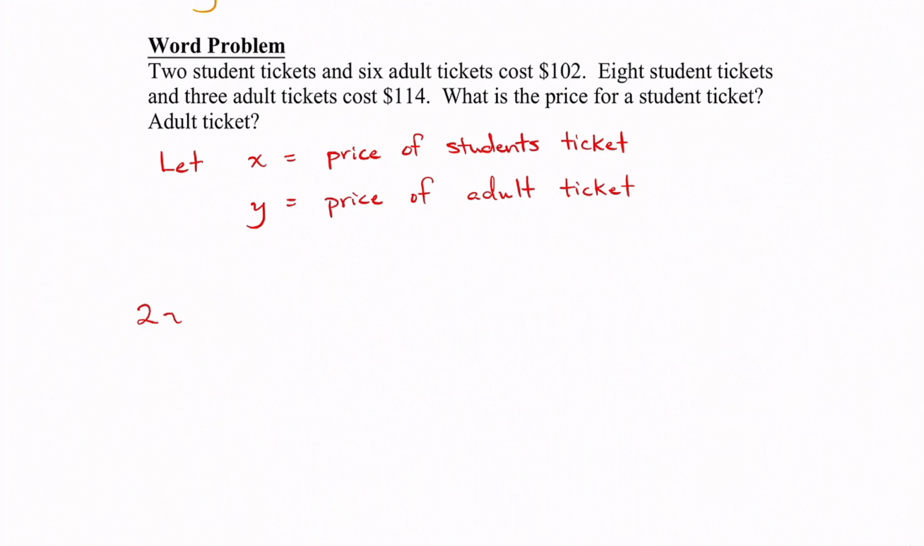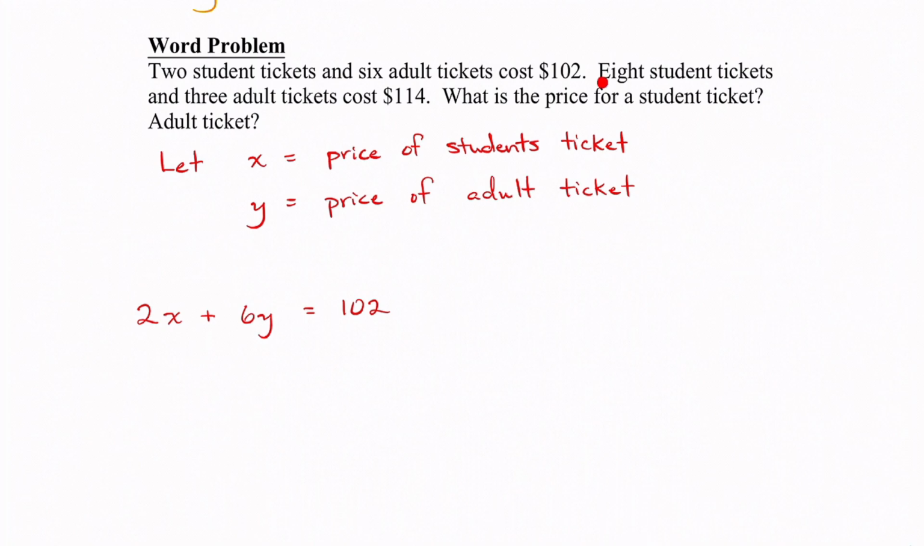Right now I'm describing it as x. And then for my adults, I had 6. So I'm going to have to add on the cost of the adult tickets, and I had 6 of them. I don't know how much they cost though, I'm using y. But when I add that up, that has to give me $102.